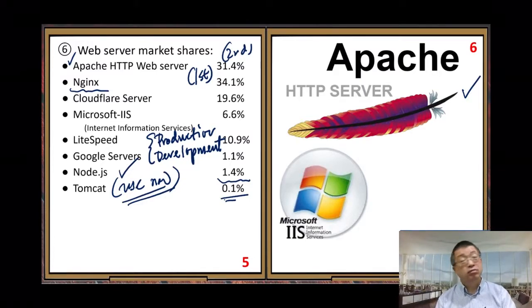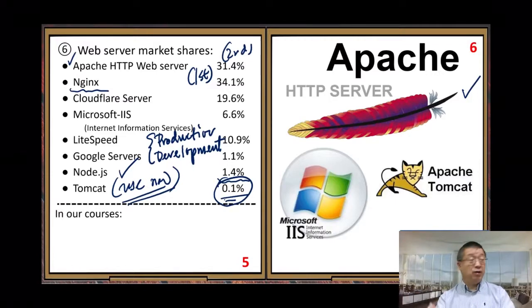But for production, because there are many more better, powerful Java web servers there. So that's why Tomcat is rarely used as a production server. So if you see the market share is only 0.1%, do not treat Tomcat as not important. It may not be a big player in production servers, but it is extremely important for Java web developers. All right.